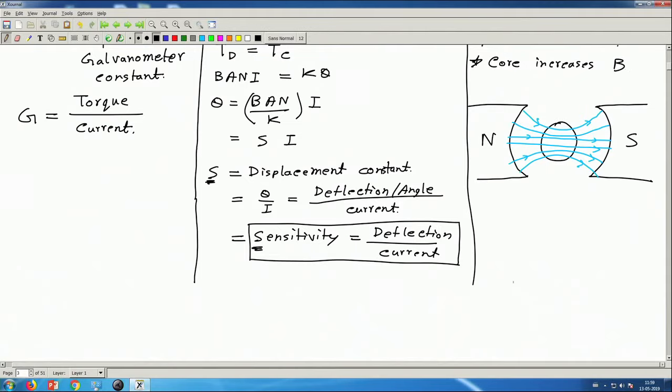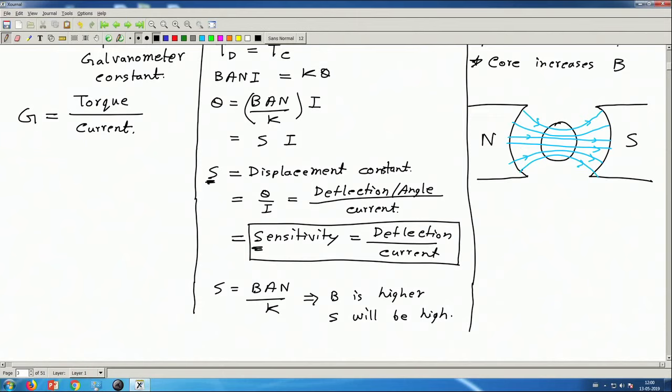B. So, if we have a higher value of B, then if you see the expression for S, it is BAN by K. So, if B is higher, then sensitivity will be higher. So, you will have a more sensitive instrument.